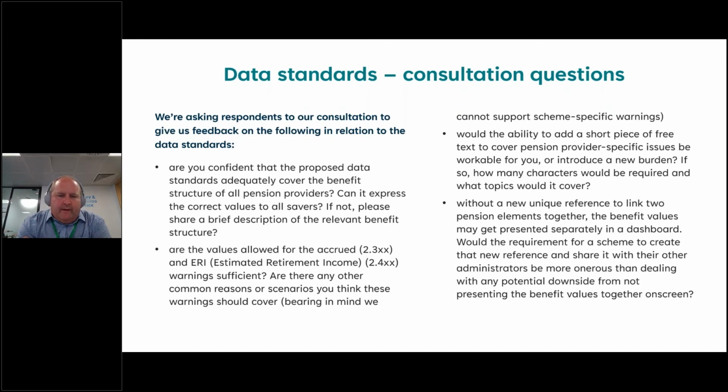So have a look at what we've added into the accrued section, which is all the numbers starting 2.3, and the estimated retirement income, which are all the data fields starting 2.4, and have a look at the warnings. So for example, there's a warning in there already for where you've produced a number, but there is a pension sharing order. So you might want to flag those up. So have a look at those, have a look at the common reasons you might want to provide other common warnings, but please bear in mind we can't support a whole library of scheme-specific warnings. That will just not be understandable to members. And again, bear in mind your data is alongside other providers' data.